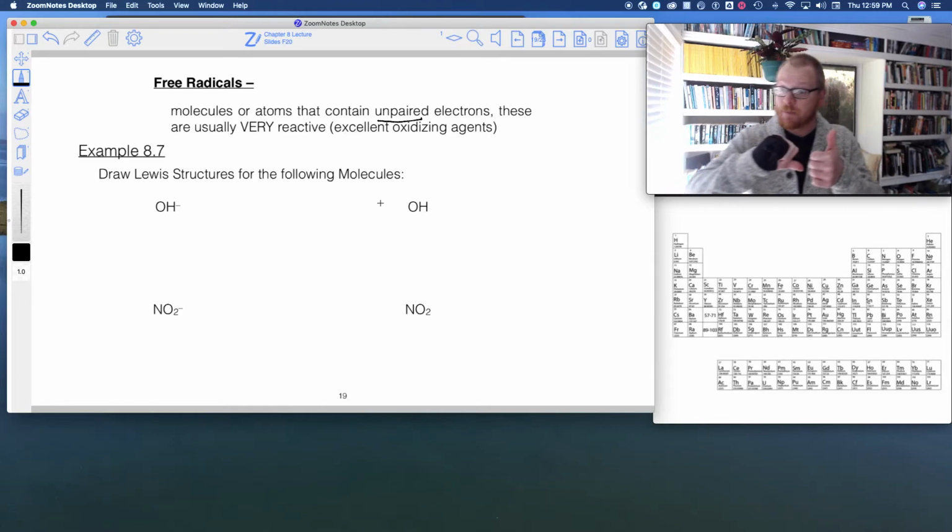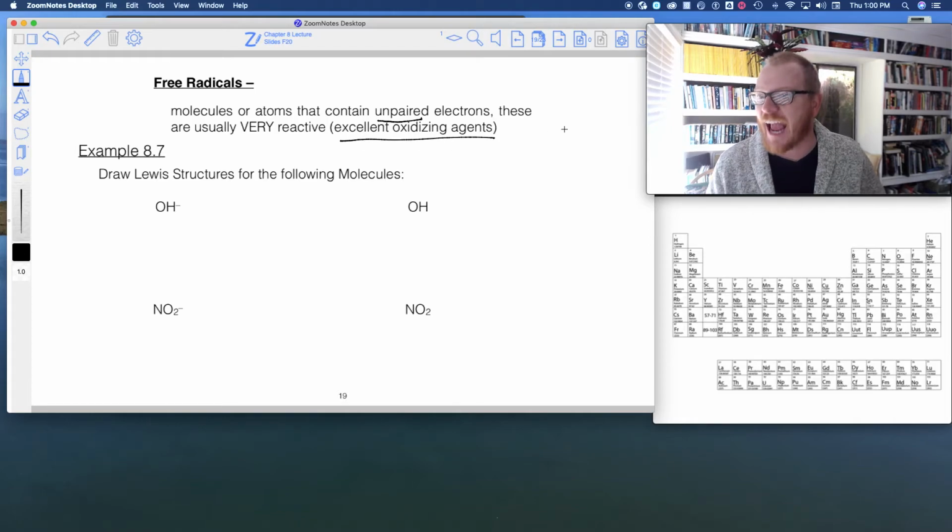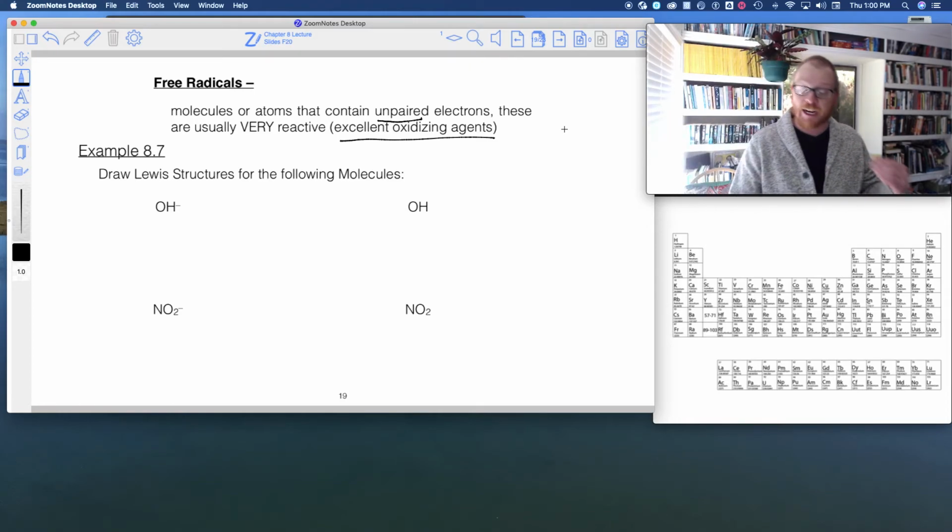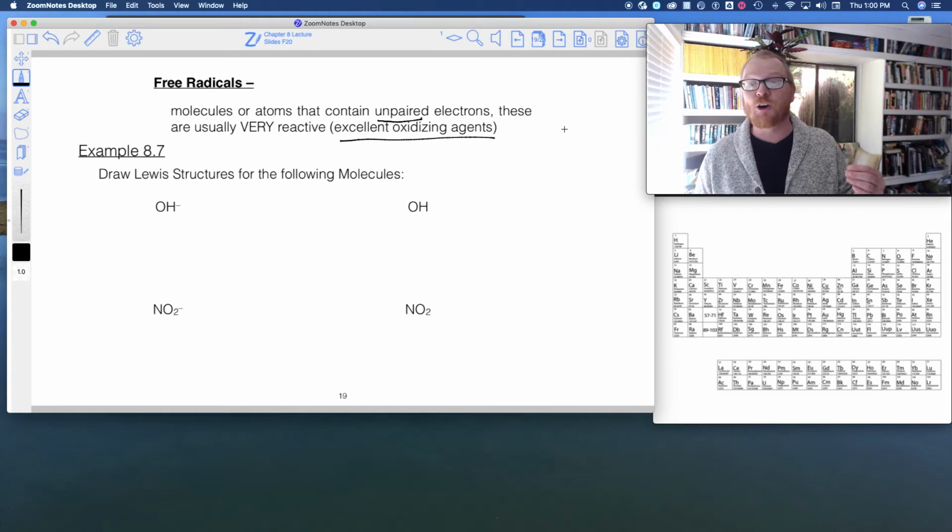Electrons like to exist paired up if they can, right? But free radicals, because they contain unpaired electrons, are super reactive. They react very fast, and they usually react very violently, okay? So free radicals are often excellent oxidizing agents, because if you recall, oxidation is a loss of electrons. So free radicals are really good at stealing electrons from other things to pair up their missing electrons. So they're very reactive, okay?